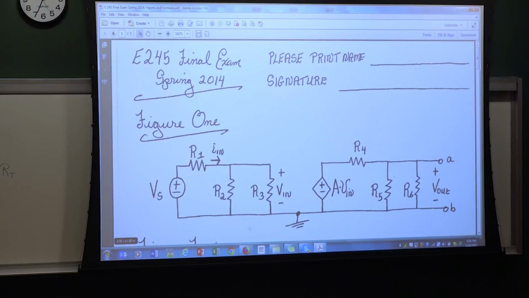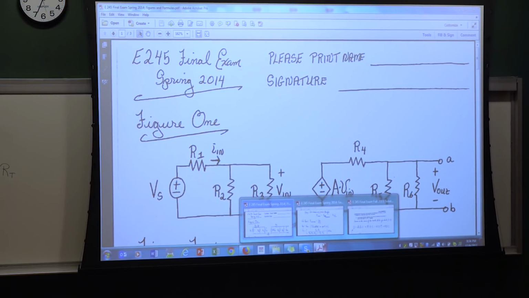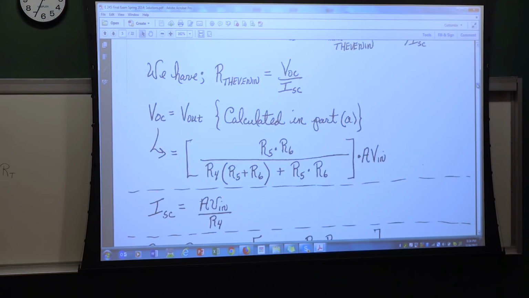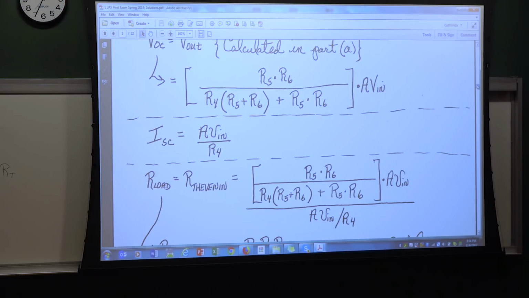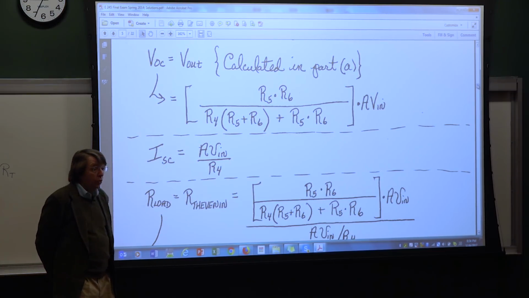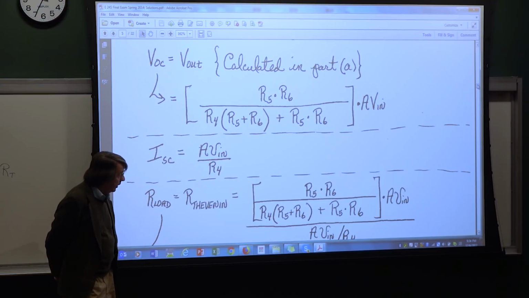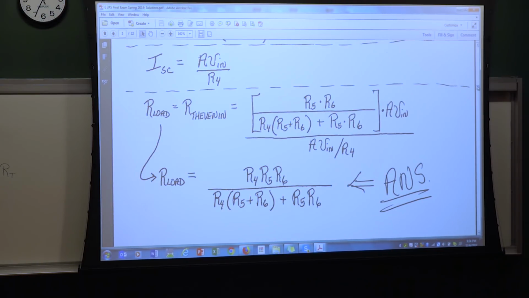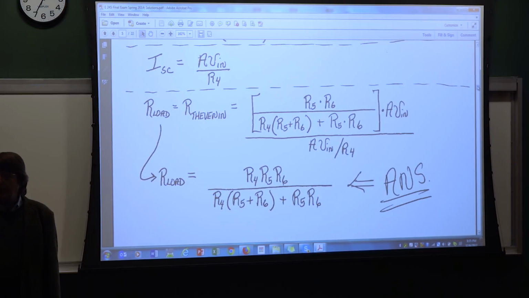Okay. So my colleagues, I now go here. We already got the V out, and the I short circuit is A V in over R4. And R load equals R Thevenin for maximum power. And my colleagues, the rest is algebra. I'll have you look at that on your own, but we're just taking the ratio. And that's the value of our load for maximum power. How are we doing?